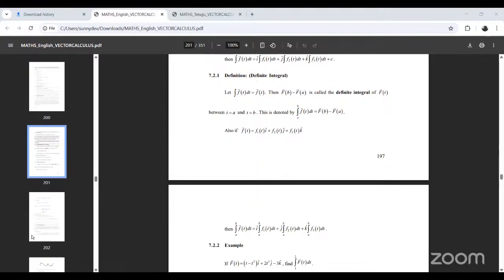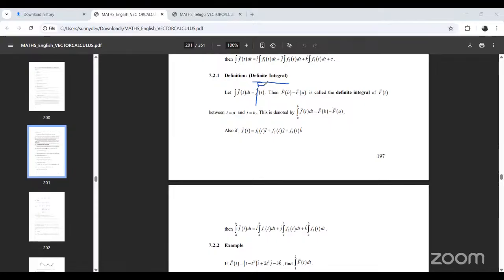Now come to definite integrals. Just now we discussed the indefinite integral. Now we are going to discuss definite integrals. Suppose the integration of small f of t dt equals capital F of t.